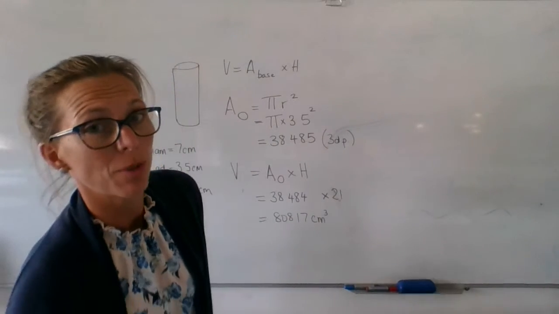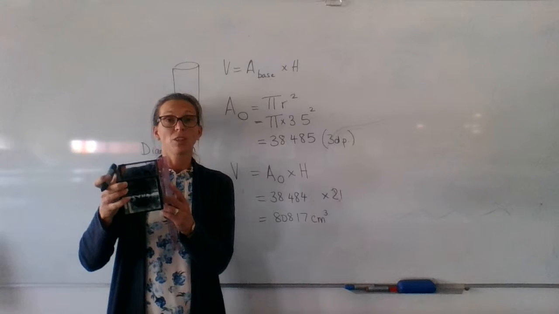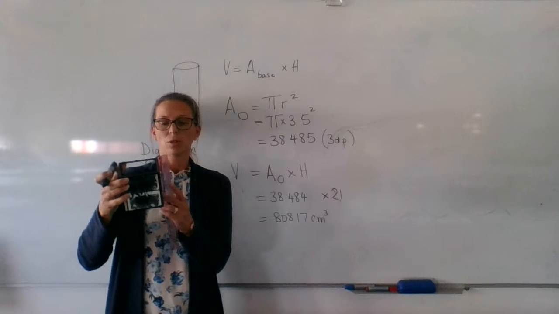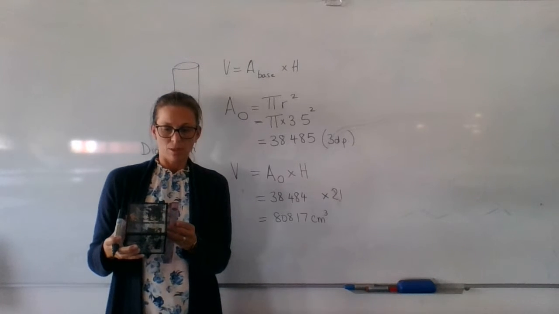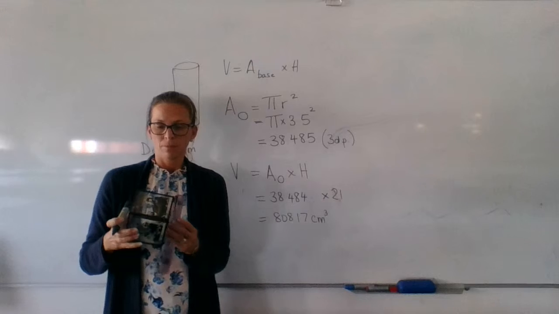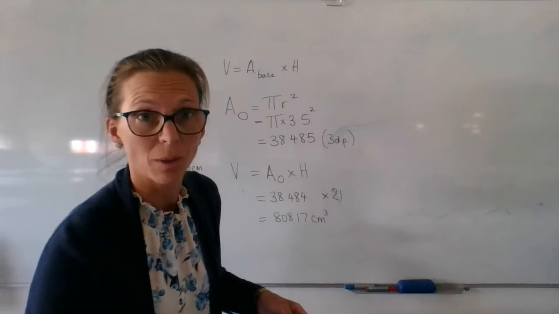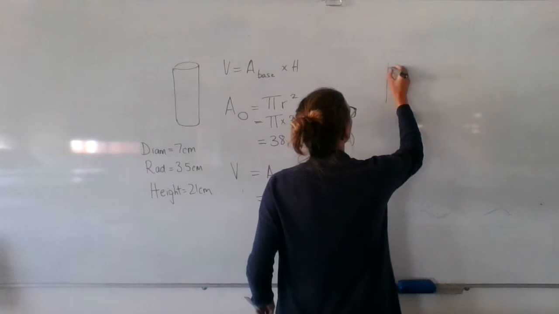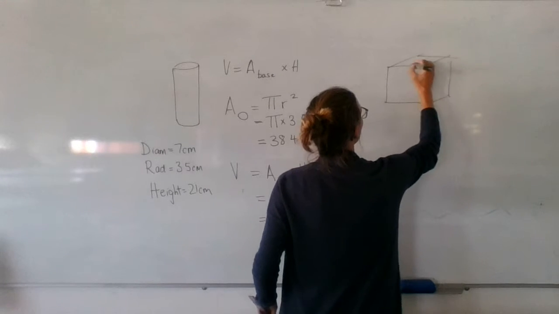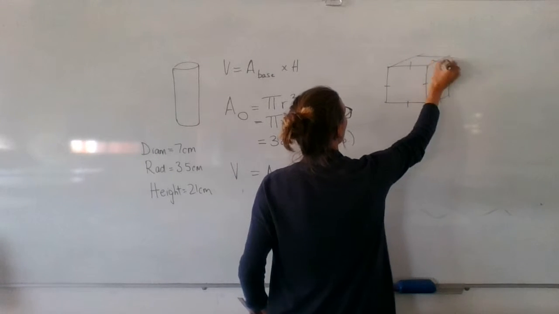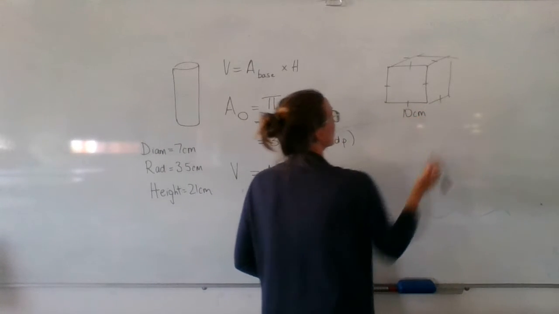There we go. Let's have a measure of this. Let's see what the volume of this is. I'm going to just check if it's a cube or not. Its height is 10 centimetres. Its width is 10 centimetres. And its width the other way, or its length, is 10 centimetres. So it is in fact a cube, and all of the dimensions are 10 centimetres.